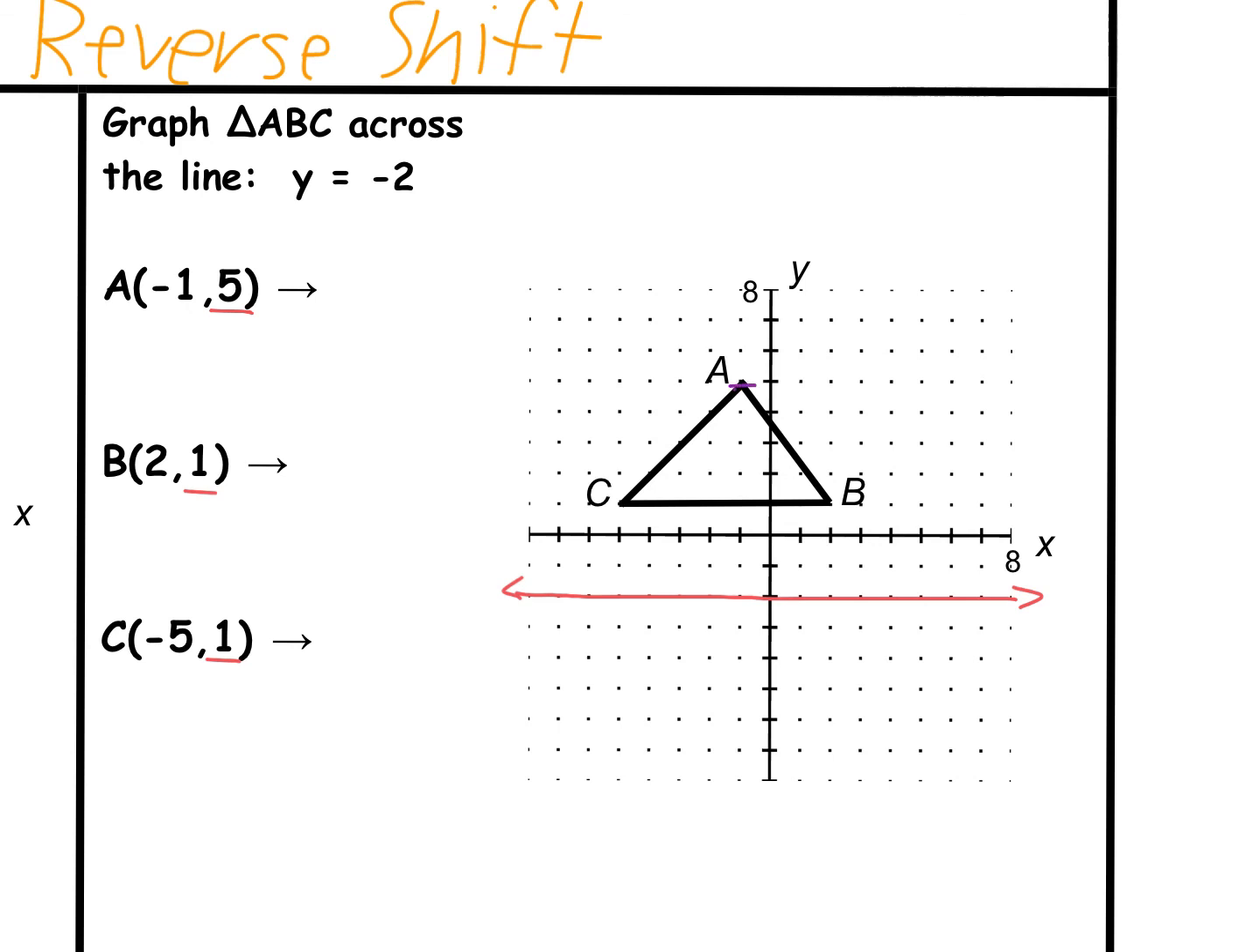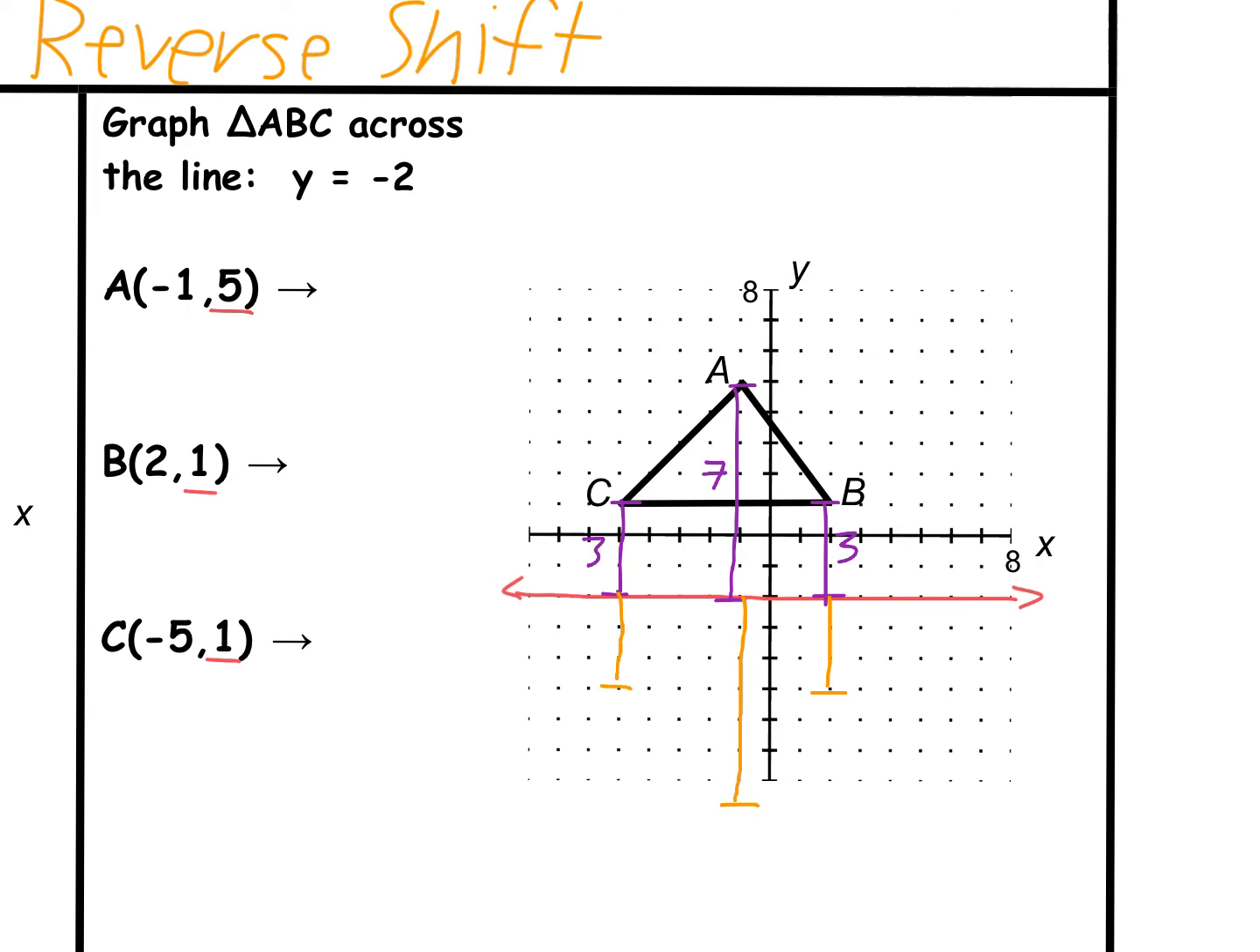So my A value, that's 7 units above, whereas my B and my C are both 3 units above. Which means then, for my reverse shift, my reflected A value is going to be 7 units below my line of reflection. So 1, 2, 3, 4, 5, 6, 7-ish. Whereas my B and my C are going to be 3 units below. So 1, 2, 3, and 1, 2, 3.